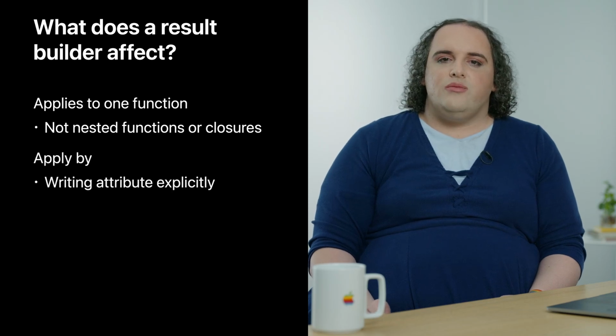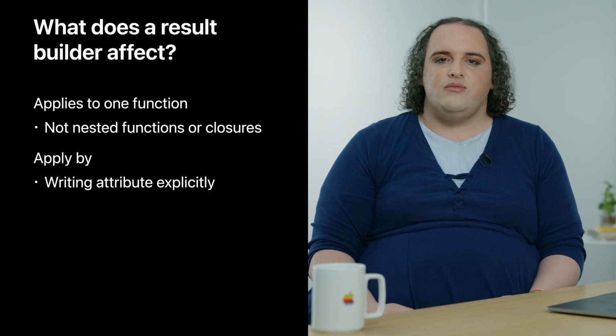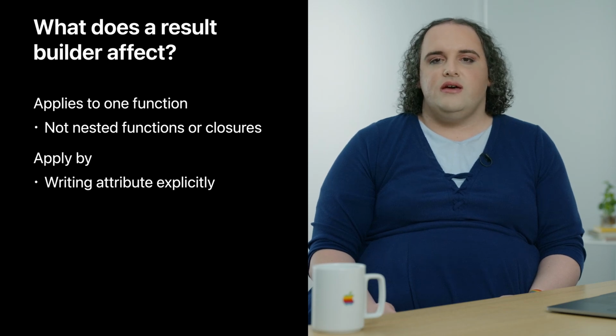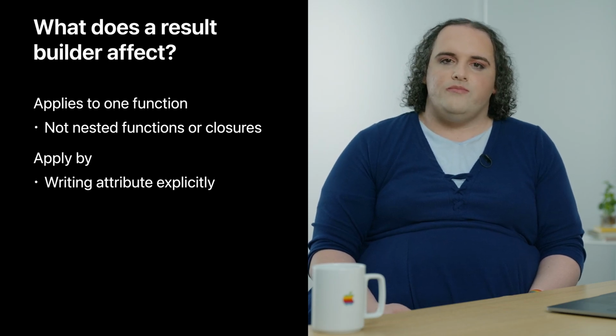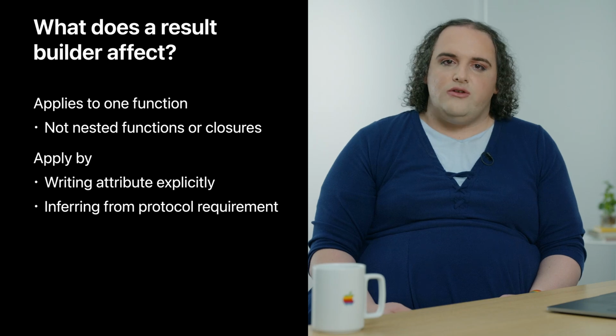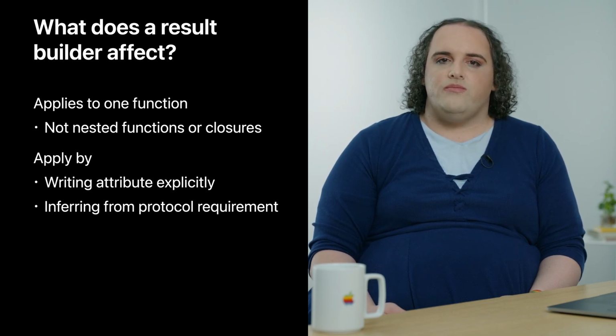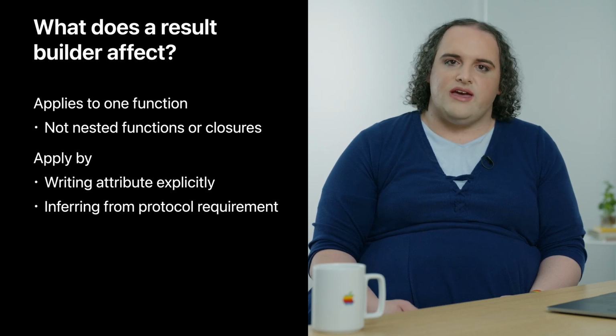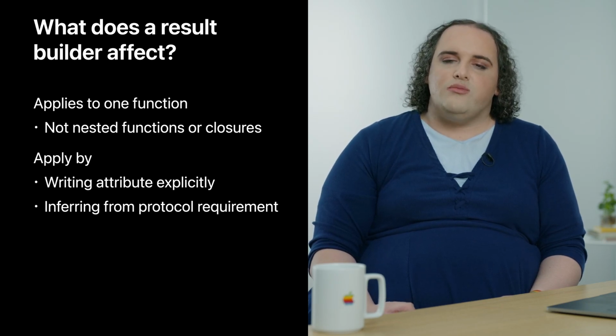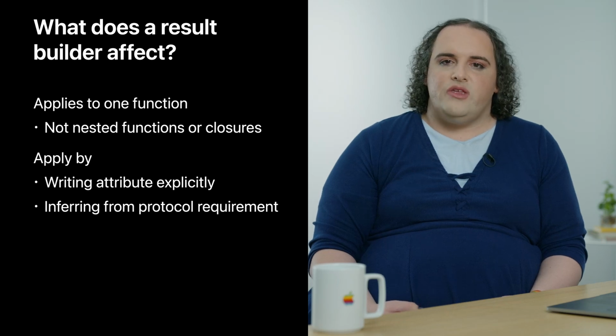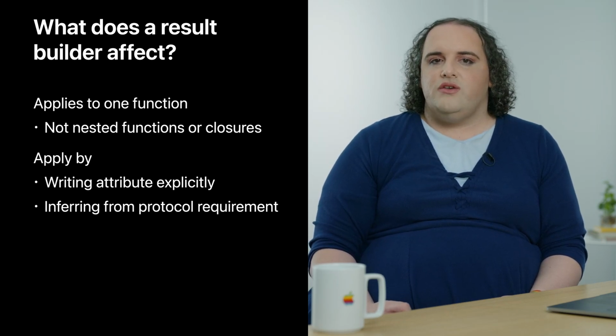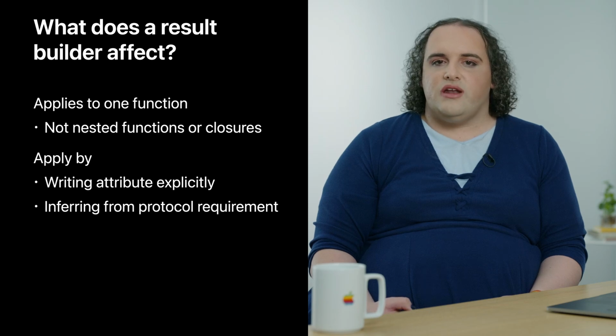There are 3 ways to apply a result builder to a function body. The first is to write the attribute directly on the function or property, like we did for smoothie array builder. The second way to apply a result builder is to write it on a function or property requirement in a protocol. Then it'll be automatically applied to the implementations on all conforming types. That's how the body property in SwiftUI views works. The viewBuilder attribute is applied to the body requirement in View, so it's automatically applied to any view's body property too.